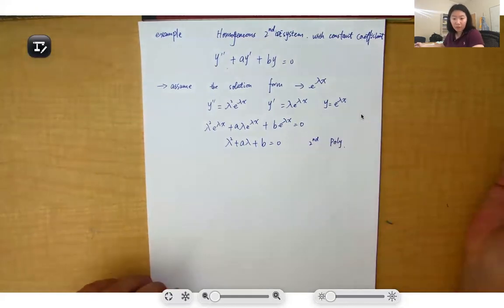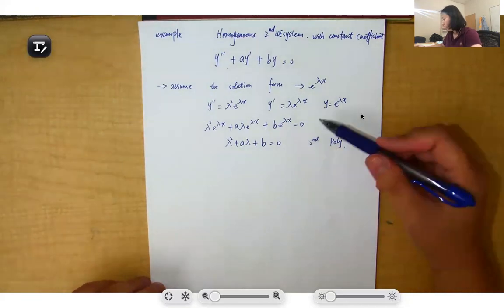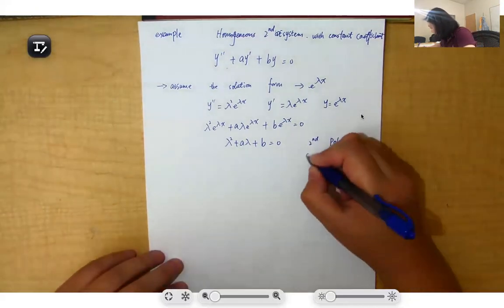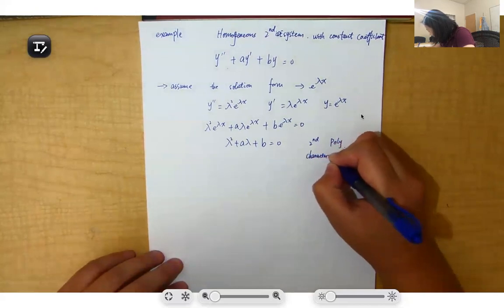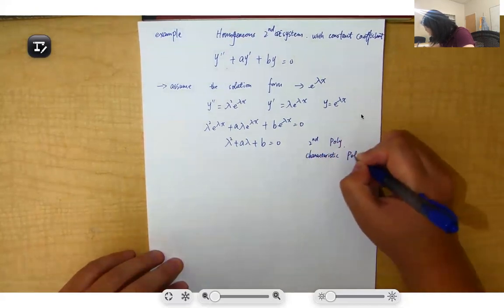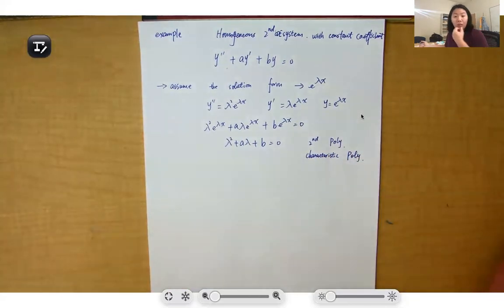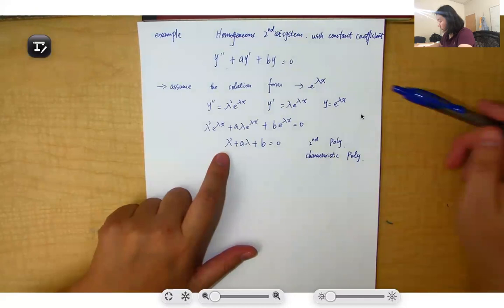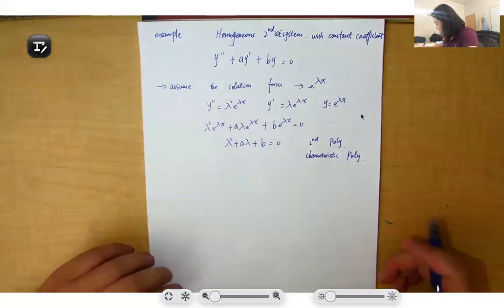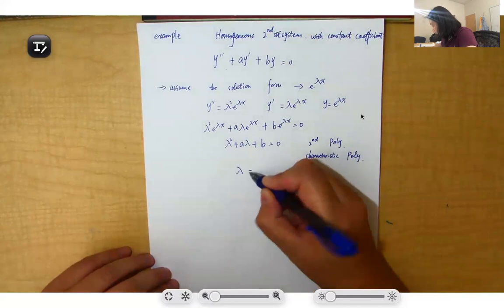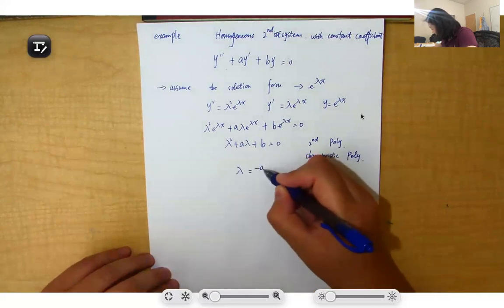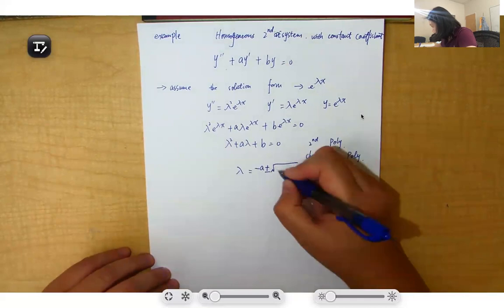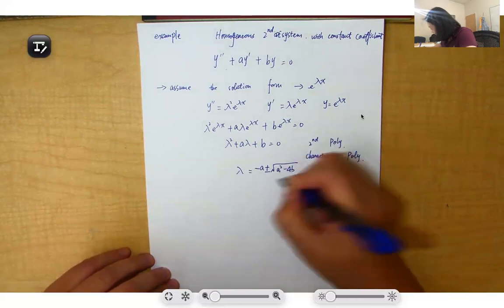So this is a second order polynomial, and this is also called the characteristic polynomial for a second order linear ODE. Then in order to solve analytically, we need to get the roots of lambda so that we know what our solution form is. And you know this is pretty easy. So the root of lambda will be equal to minus a plus or minus the square root of a squared minus 4b, divided by 2.